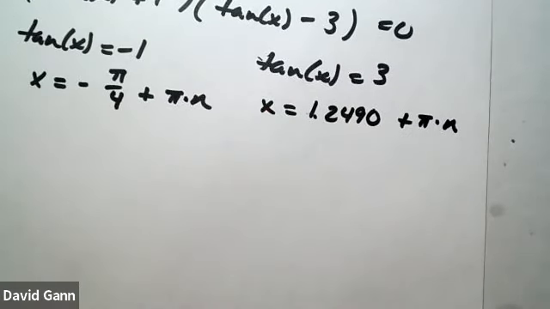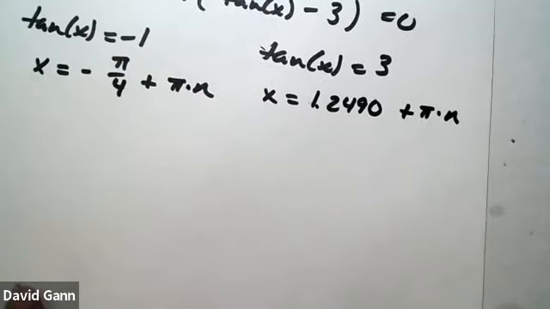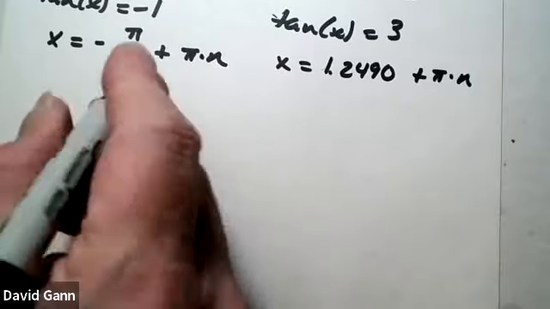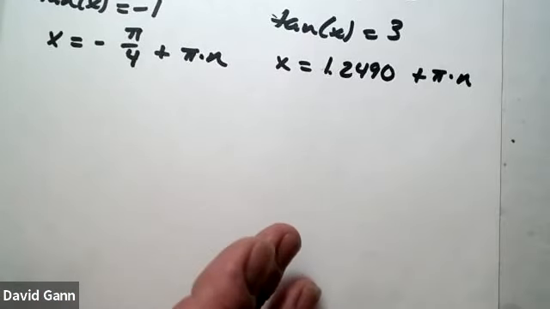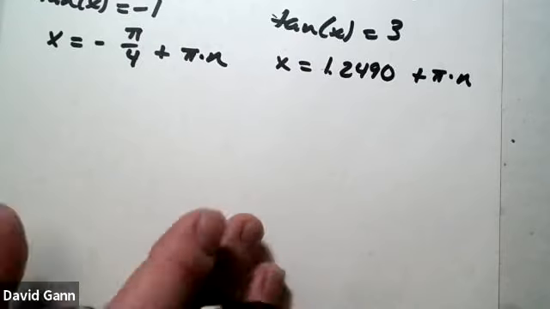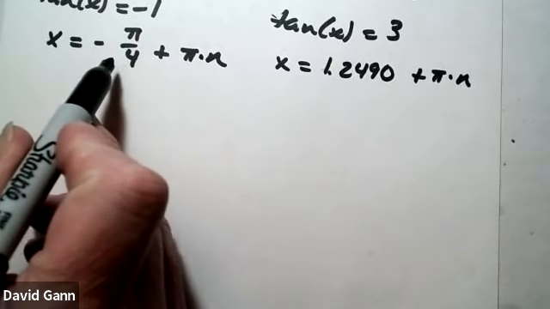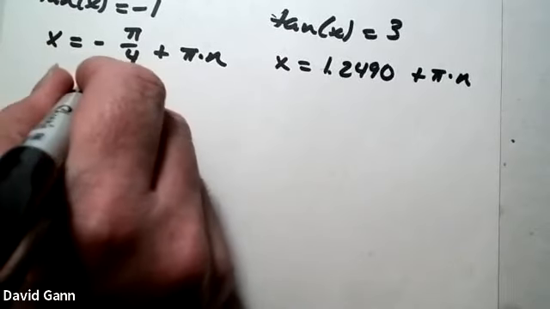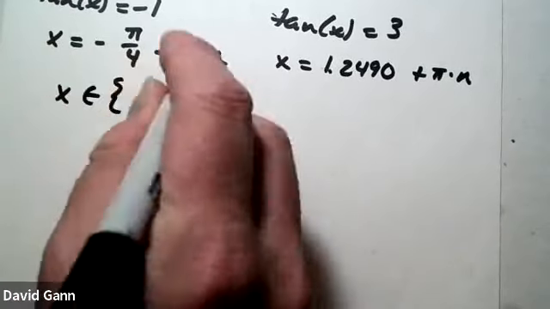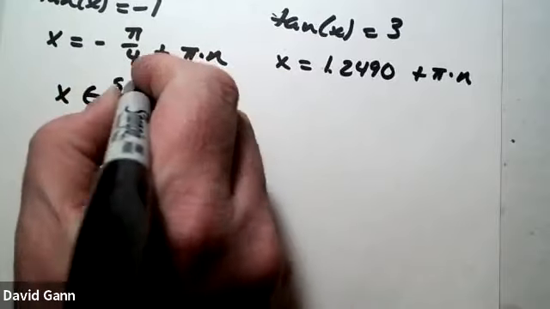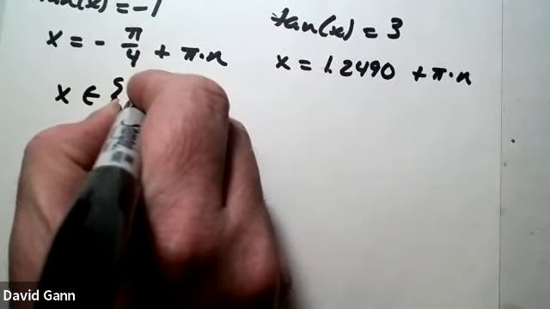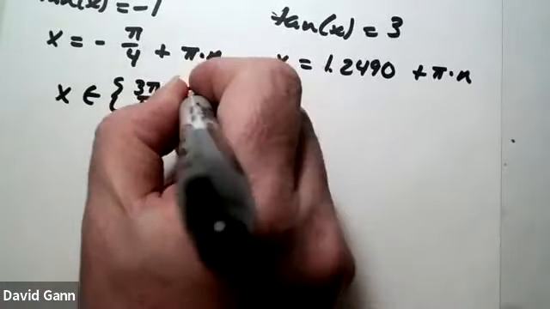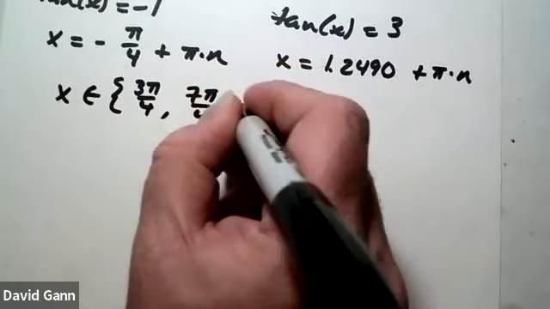This is really the first one where we've got numeric values that aren't some kind of really slick multiple of pi or something like that. So talking about the typical range that we look at between 0 and 2 pi, we've got two solutions here, but neither one of them is that negative pi over 4. So we've got x is a member of the set that contains, well, if we add 1 pi to this, we get 3/4 pi. That's the first answer. And add another pi to this, we get 7 pi over 4.